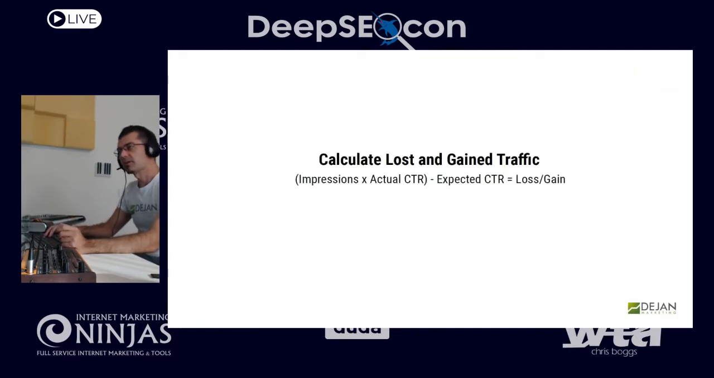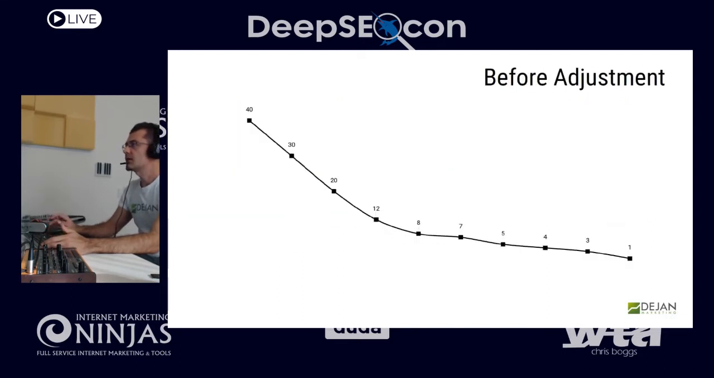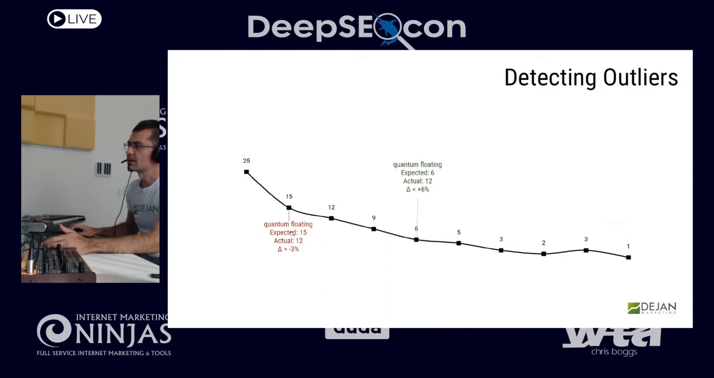So the next step in the methodology is to calculate the lost and gained traffic. And this is actually not that hard. So we're factoring in our impressions and actual CTR, and then we're subtracting the expected CTR, and then we're getting our losses or gains. So once we do that, we're able to do the next step. We've got our outperformers and we've got our underperformers. But this red thing is an underperformer and that's an overperformer.